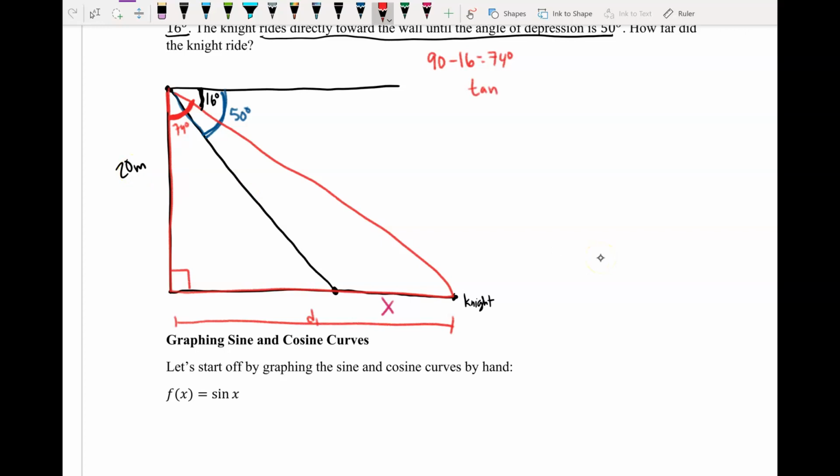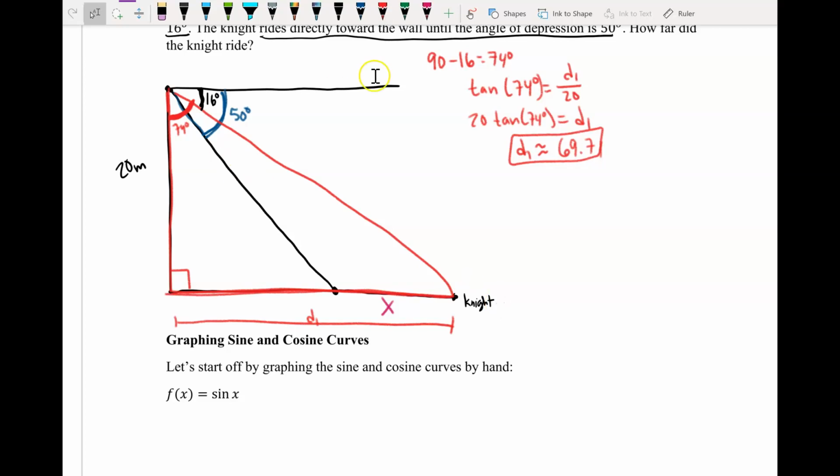So tangent of 74 degrees is equal to D1 over 20. Multiply 20 over, and that gives me D1. So D1 is approximately equal to 20 tangent of 74, which gives me 69.7. So this red distance right here, this whole thing, is 69.7.